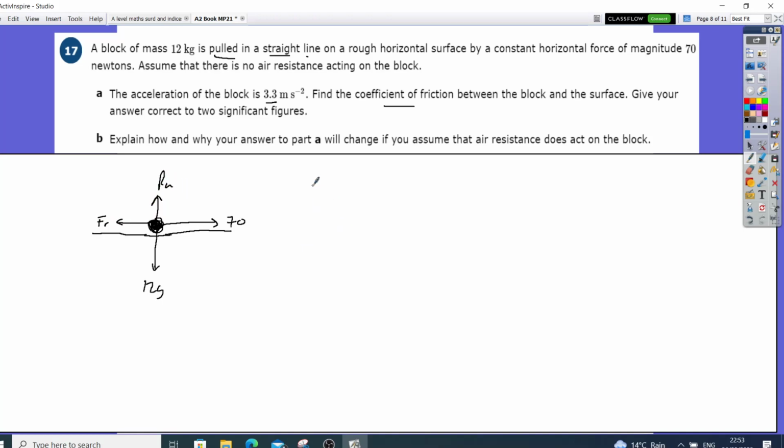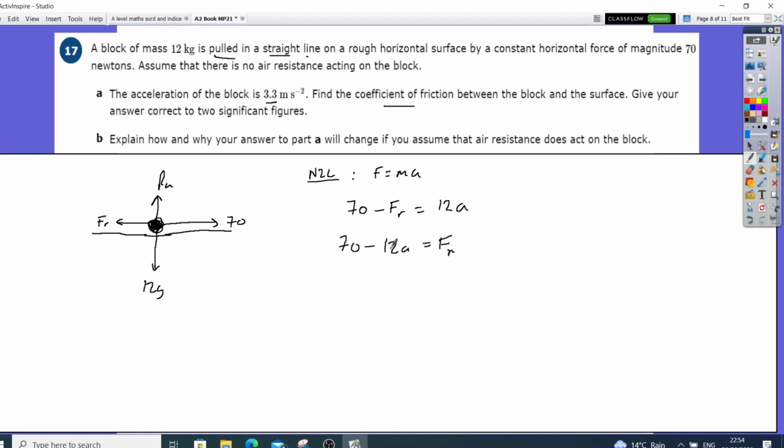Okay, so let's do Newton's second law, which is force equals mass times acceleration. So the resultant force here is, this is pulling it, what's going against it is friction, and that will be mass, which is 12, times acceleration. Okay, let's rearrange this, so that gets 70 minus 12a equals friction.